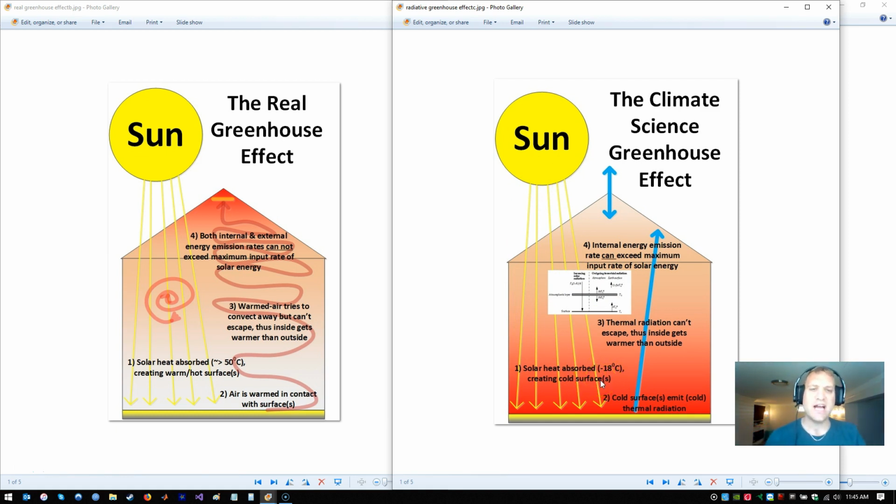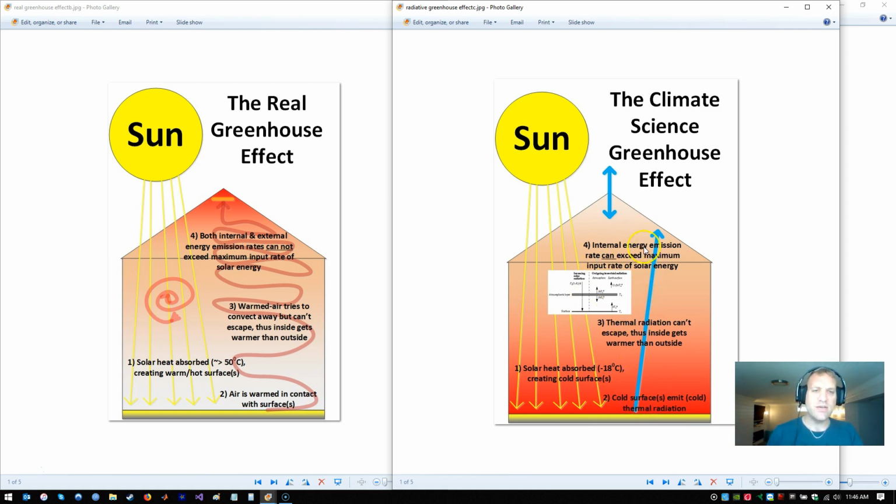And so what they have is they make it an effect from light and radiation. Here, just go back to here for a second. This is a physical effect. You're physically trapping warmed air, material. Okay, so here the light comes in, and it comes in only at minus 18 degrees Celsius, so it can only create very cold surfaces. It can only raise surfaces up to minus 18 degrees Celsius.